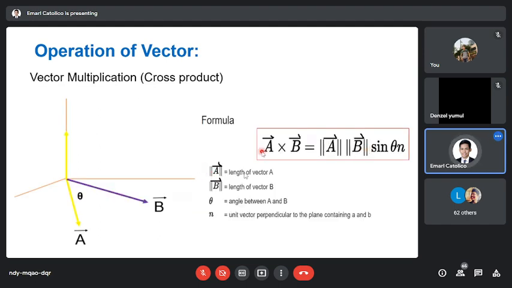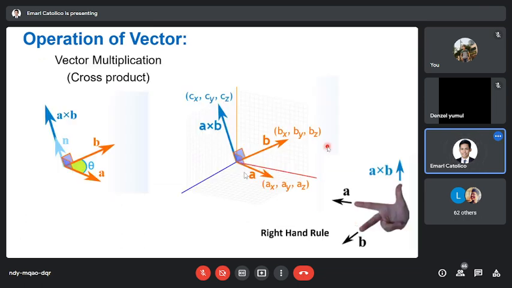Then, cross product. So, formula natin is vector A cross vector B is equal to magnitude of A times magnitude of B sine theta n. Yung n natin is the unit vector perpendicular to the plane containing A and B. To further explain yung n, let's say ito yung ating diagram. n is always perpendicular to the plane containing A and B. Okay? So, pwede mong gamitin dito yung right hand rule.